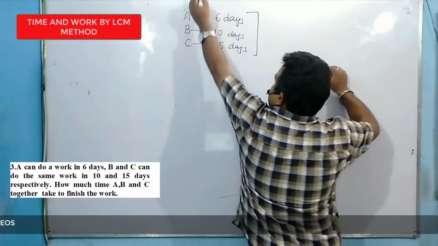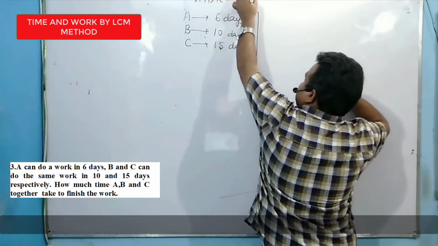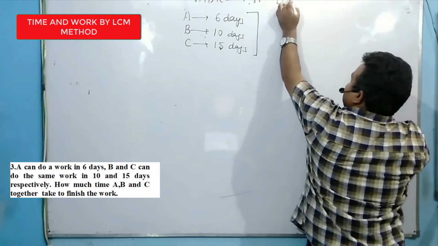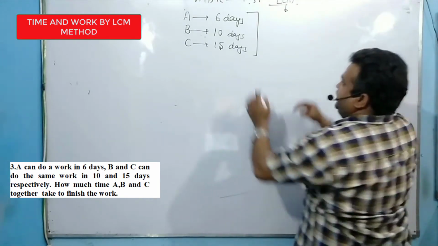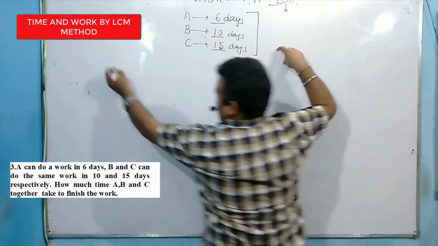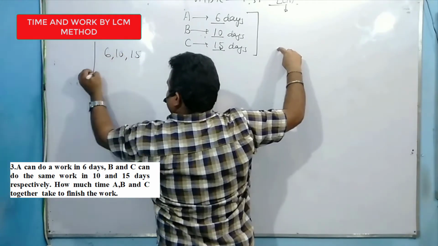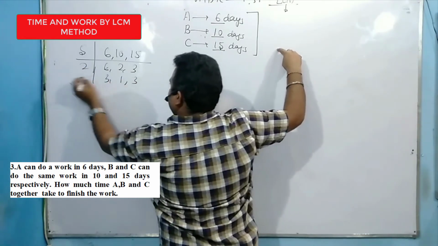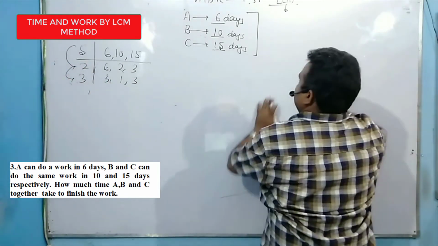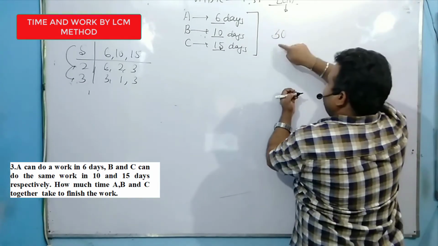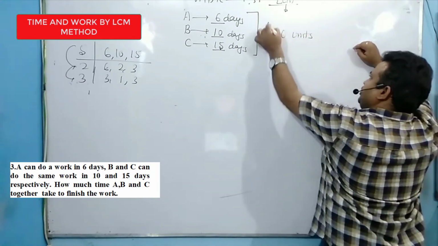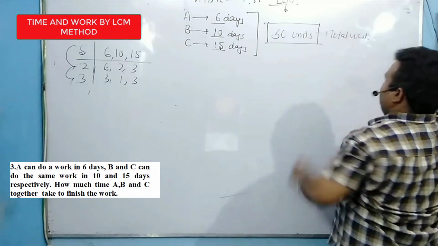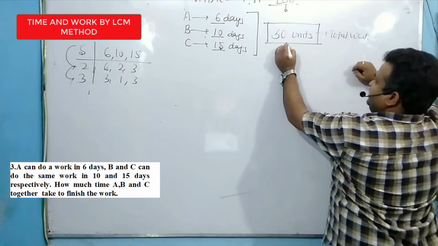So you need to calculate how many days A plus B plus C take to complete the entire work. First you need to calculate the total work by LCM. So what is the LCM of 6, 10, 15? Dividing by 5, then 2, then 3, the LCM is 5 times 2 times 3, which is 30. You convert this into units. This is the total work which needs to be completed. So the total work is 30 units.